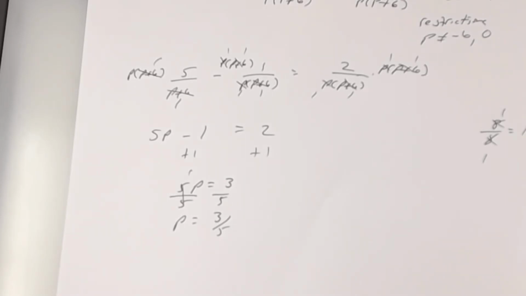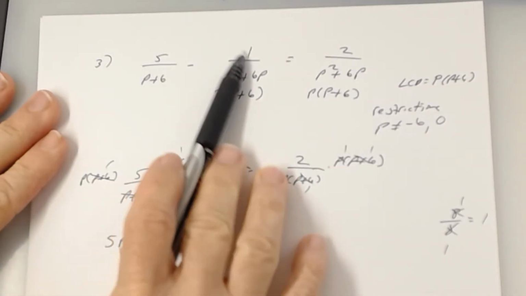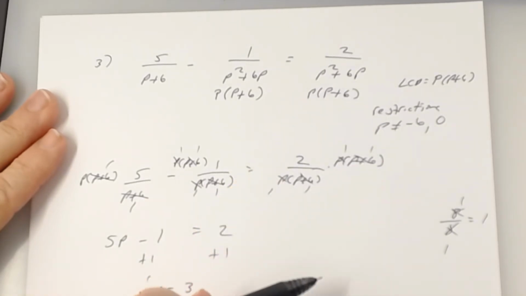Is that one of my restrictions? No. So it's going to be a solution. If I were to take that proposed solution, and I'm not because it's going to take too long, and put it back into the original problem, then the left side should equal the right side. My denominator will never be 0 when P is 3/5.